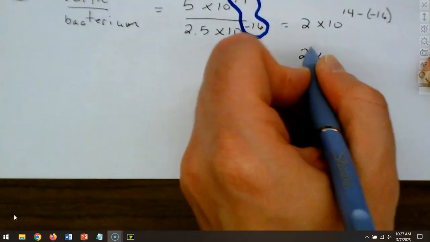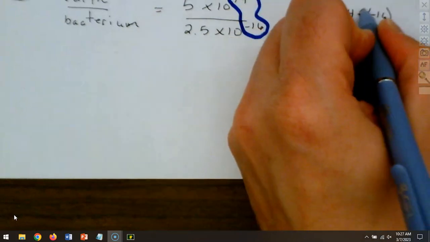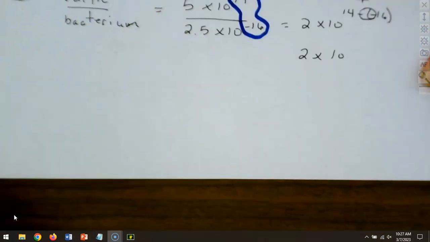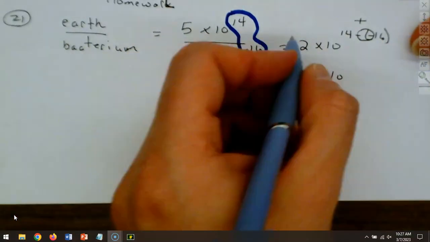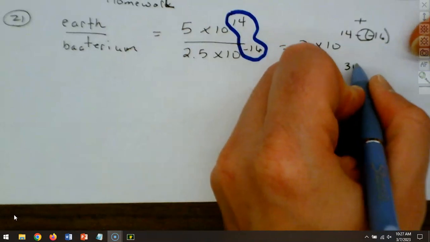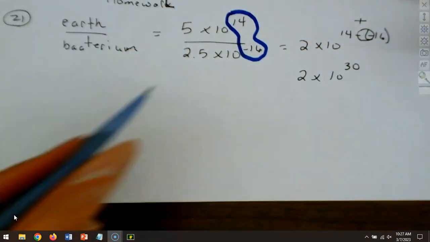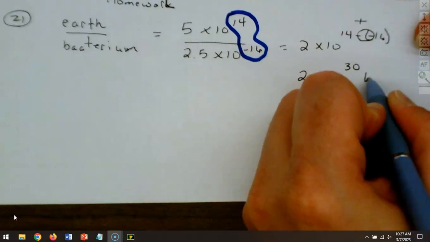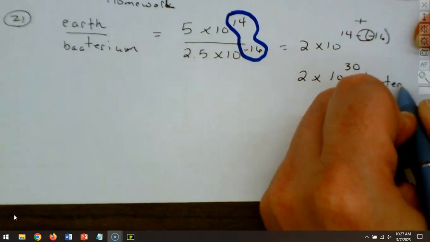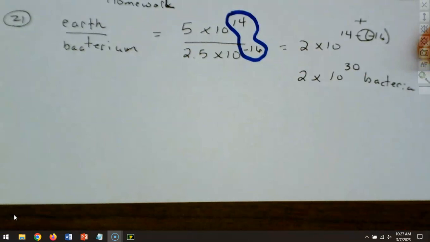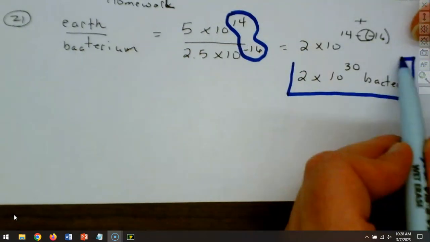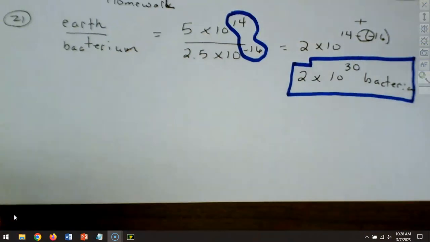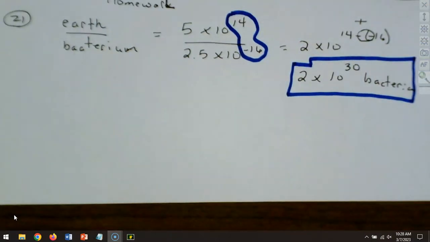And what do we know about a double negative? Makes it positive. And so what would that then come out to be when we add them together? Well, it's going to be 2 times 10 to the 30th power. And that's going to be the number of bacteria that the earth could hold. So if we filled up the entire earth with bacteria, that's how many would be in there.